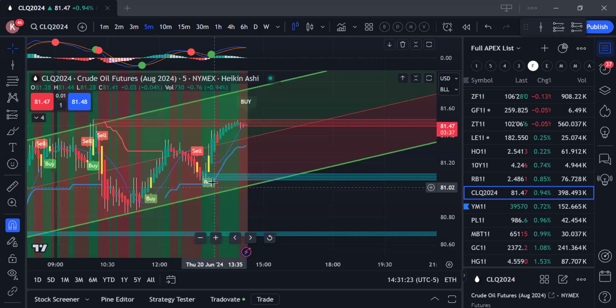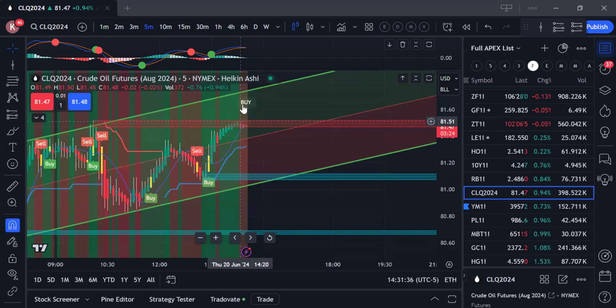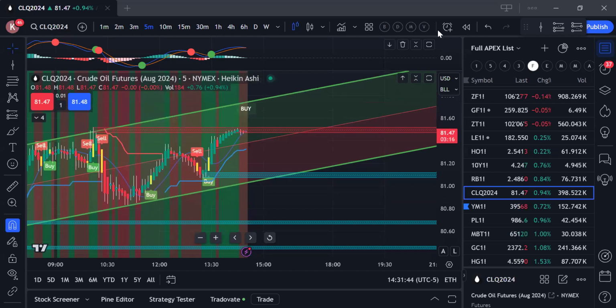For example, here it gave a buy also because it is a very bullish ticker. For a long time it was in a buy condition. So even if we get a sell, it will say wait, don't take a short because it is a bullish ticker, not a good idea to short it.